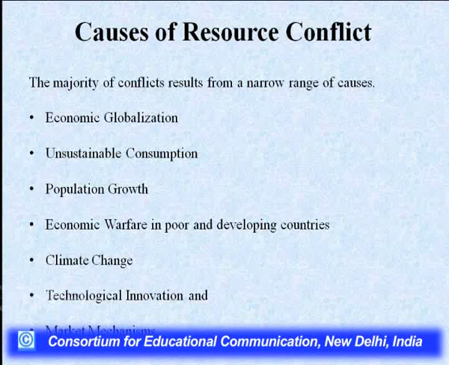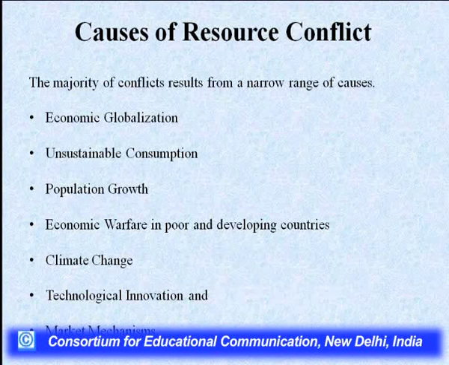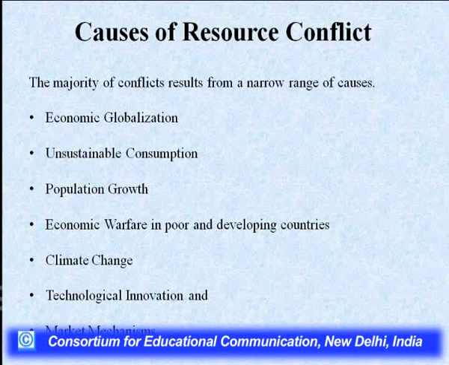Then the most important thing: what are the causes of resource conflict? In fact, there are various causes of resource conflict. Like the majority of conflicts, they range across various things. The first one is economic globalization.